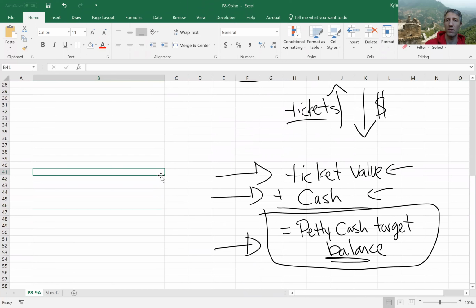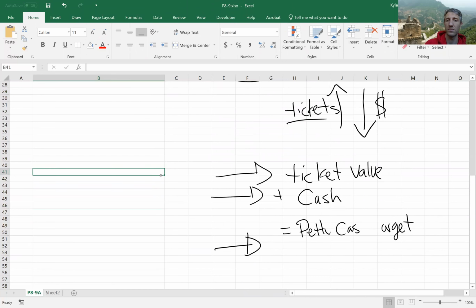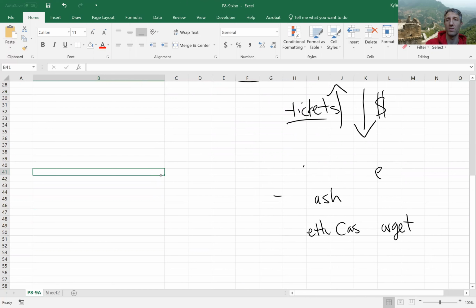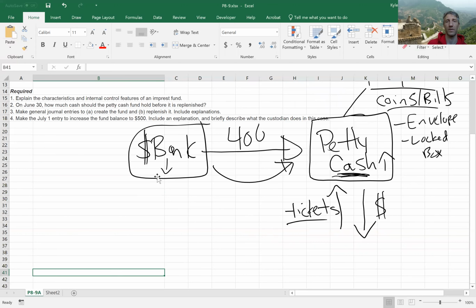So I'm going to erase this to give us space to work with requirement two once I get there. Bear with me. Okay.